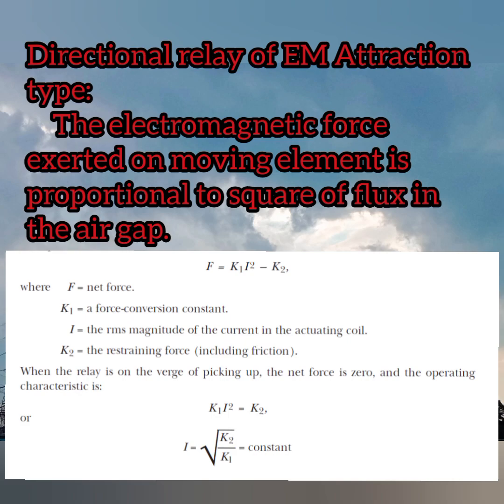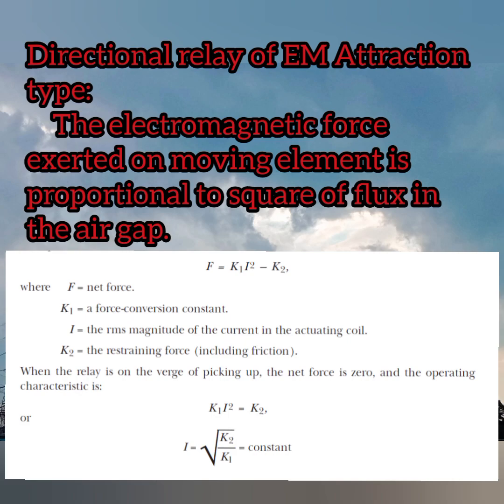So this is the formula for the total actuating force. F is equal to K1 I square minus K2, where F is your net force, K1 is your force conversion constant, I is your RMS magnitude of current in the actuating coil, then K2 is your restraining force. Normally the reset to pickup ratio for a DC relay is up to 60 to 90% of the pickup value, and for an AC relay up to 90 to 95% of the pickup value.